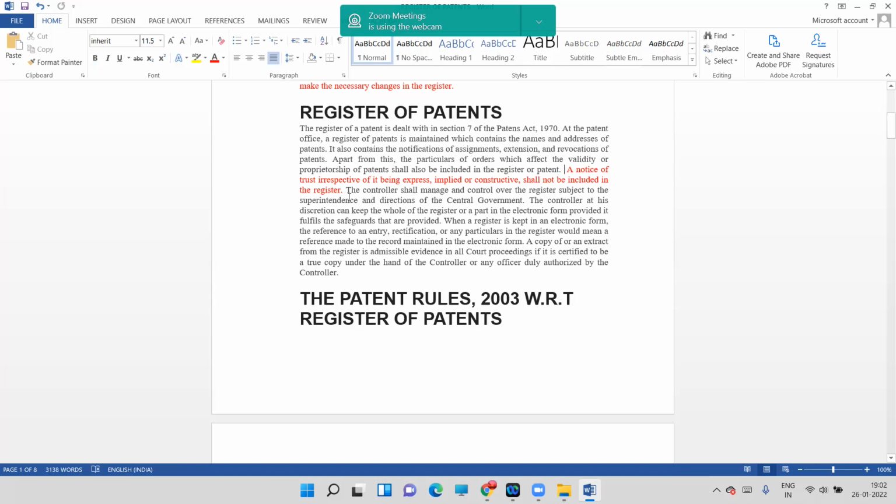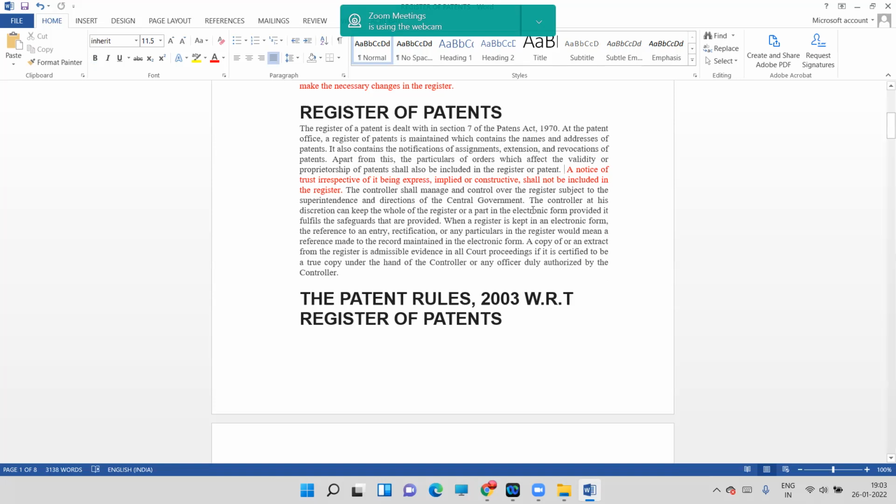Yes. The controller shall manage and control over the register subjected to the superintendence and directions of the central government. Okay. So under whose superintendence is everything? So centralized, so central government will come.